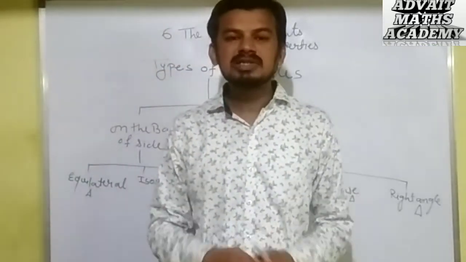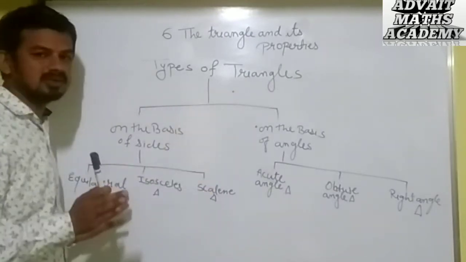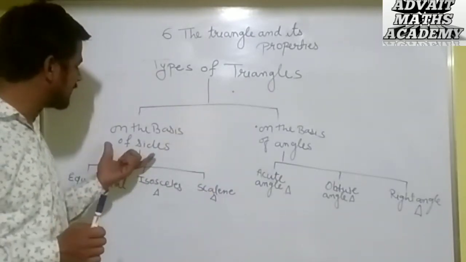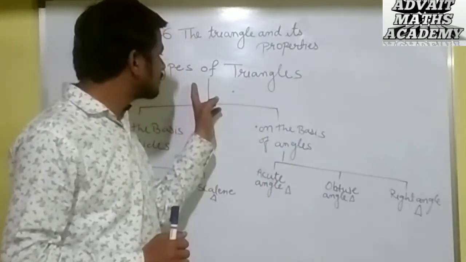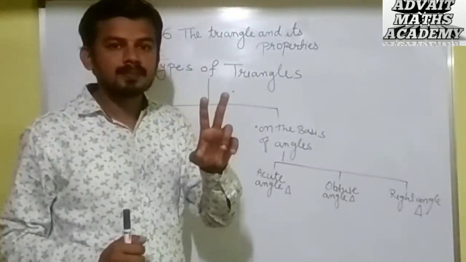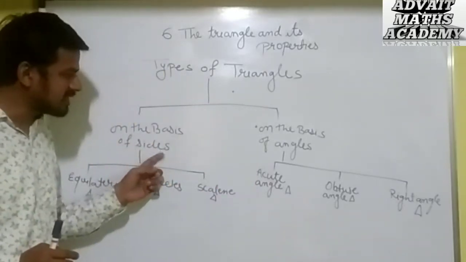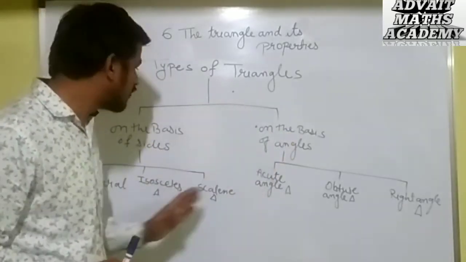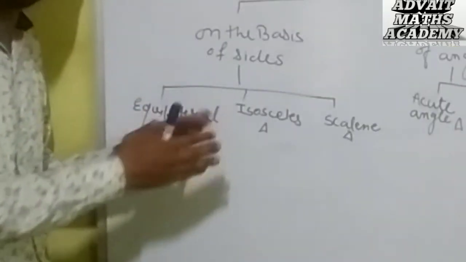Now we learn about the types of triangle. Triangles are divided on the basis of sides and on the basis of angles. So there are two types: first, on the basis of sides, and second, on the basis of angles. First we see on the basis of sides. It has three parts.